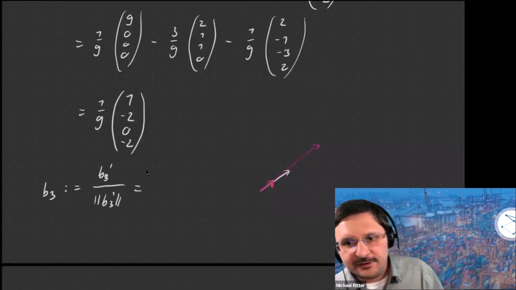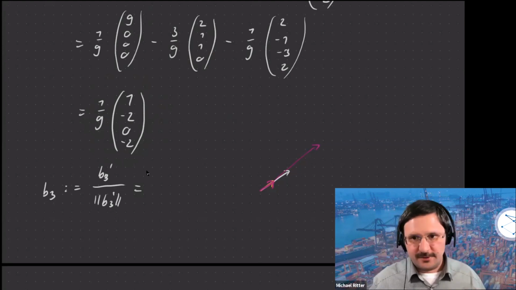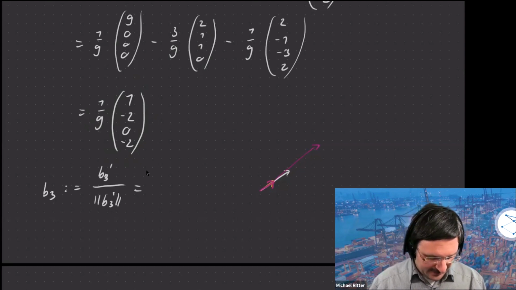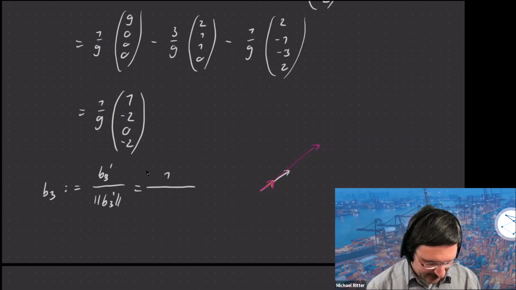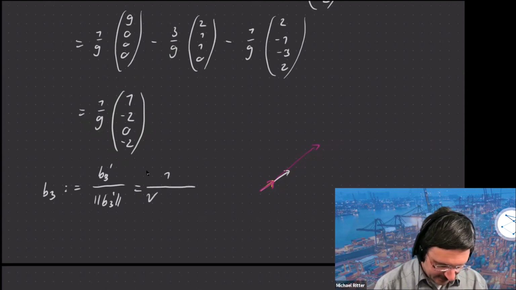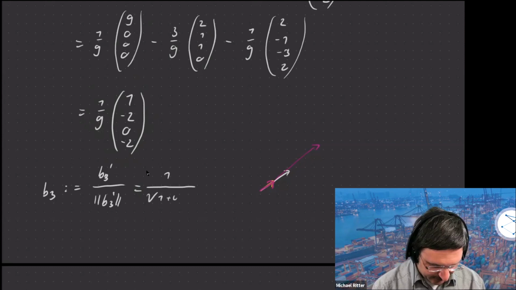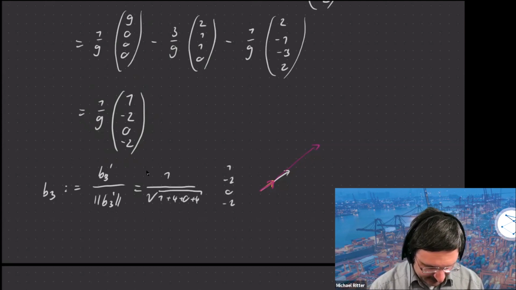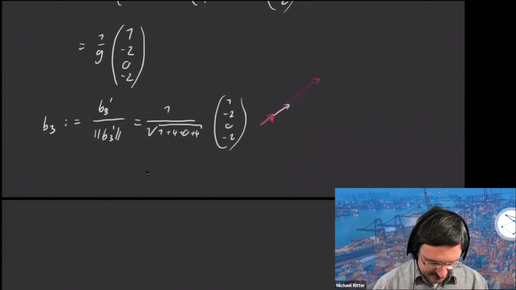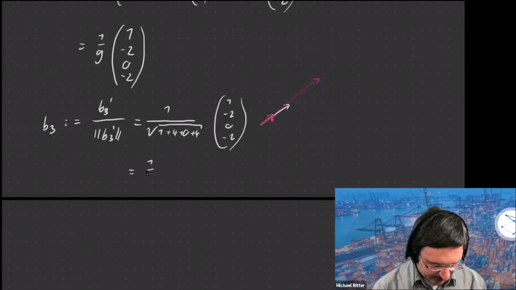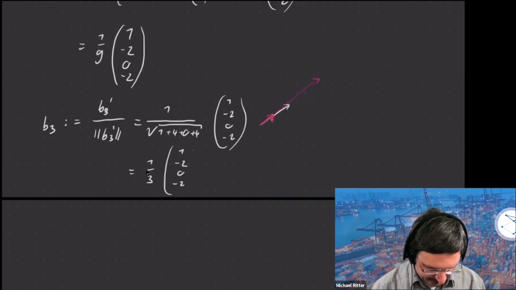Of course, you can also use this 1 over 9 and take that into the norm. And what will happen, it will cancel out. Yeah, so that's up to you. But let's see what happens. So we have a square root of, now this is 1, minus 2 squared is 4, 0 squared is 0, and minus 2 squared is 4. And then we have this vector here. So what we get is 1 over the square root of 9, that is 1/3. 1 minus 2, 0, minus 2.